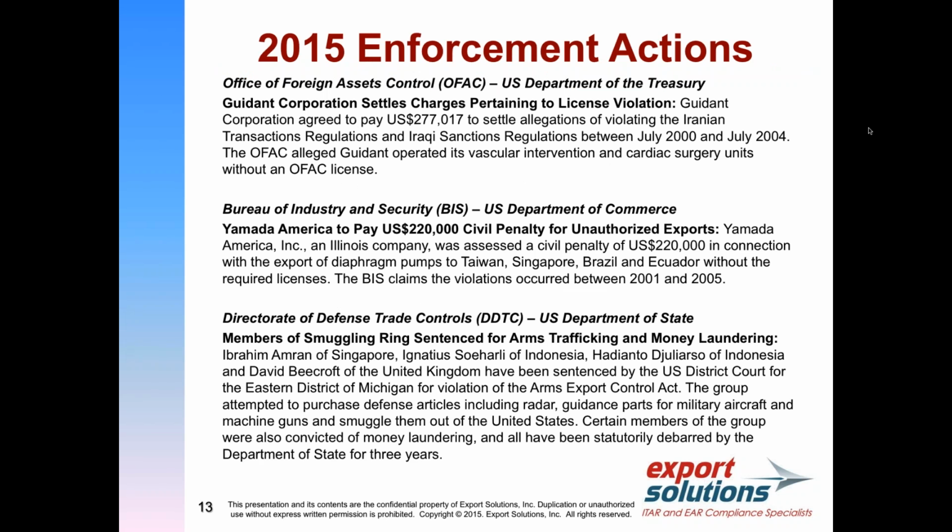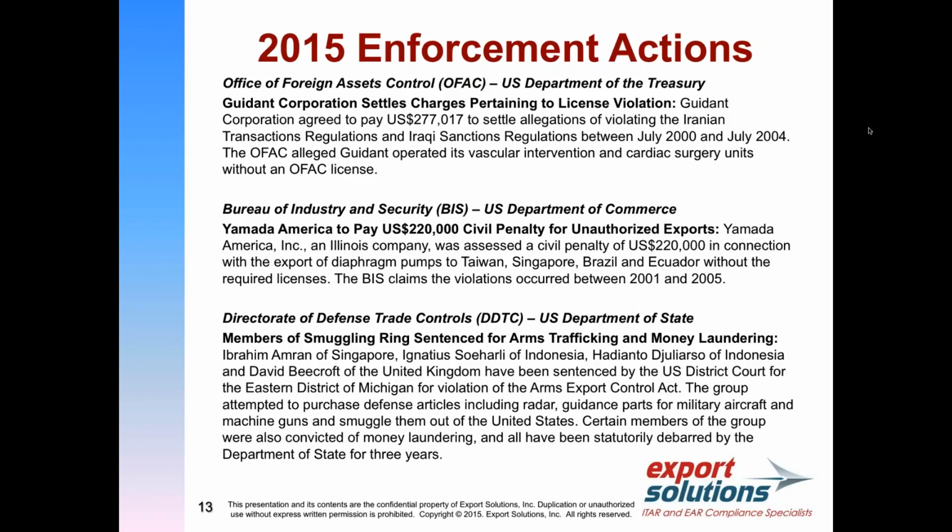I just actually yesterday looked up some 2015 enforcement actions. So these three that I have on here, you can kind of glance through them. I'm not going to read through them, but the key here would be, and these are the three big agencies that have enforcement teams: OFAC, Office of Foreign Assets Control. The middle one is Bureau of Industry and Security, which is part of the Commerce Department. And then the Directorate of Defense Trade Controls, or DDTC, under the Department of State.